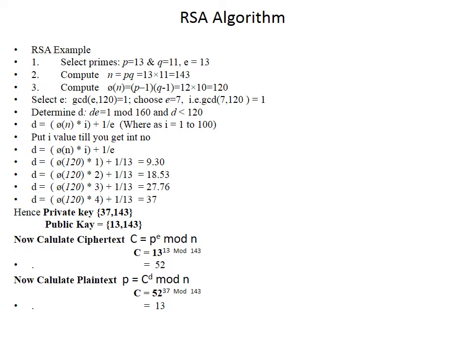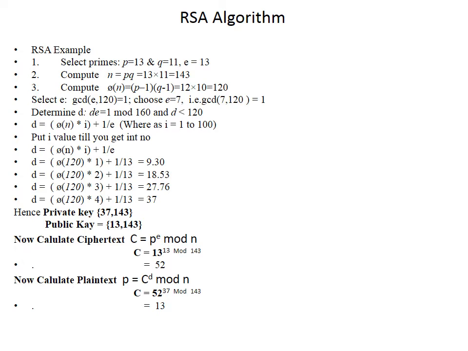So private key is equal to D comma n, that is 13 comma 37 comma 143, and public key is equal to E comma n, that is 13 comma 143. So here we got the public key and private key. So the first step is done, that is key generation.